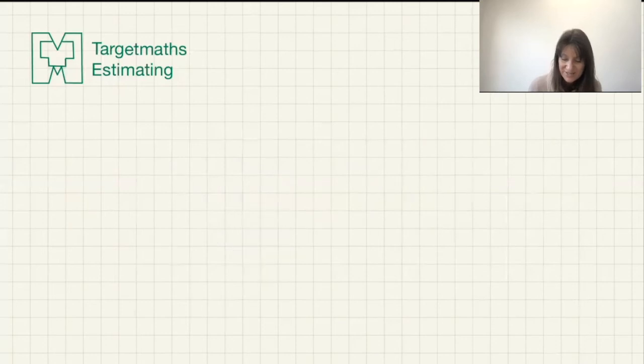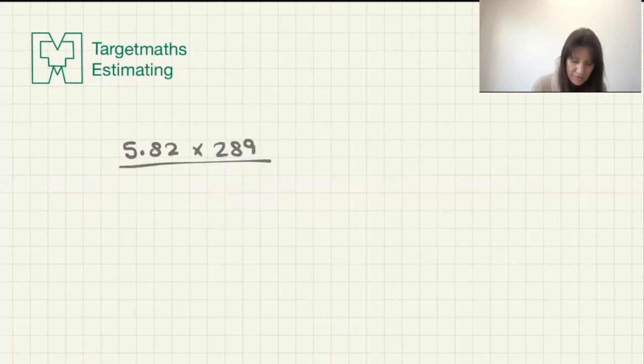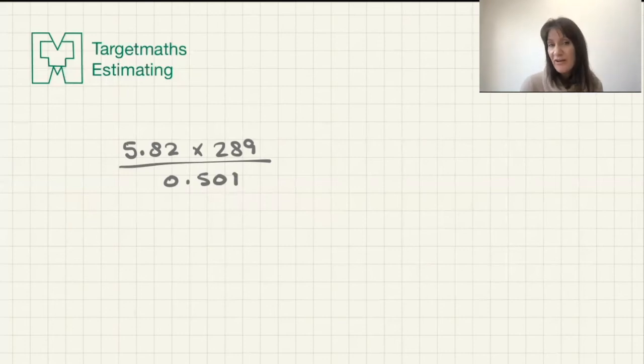Next question is going to be 5.82 times 289 all over 0.501. So a little bit different because that decimal's in there. Just get as far as you can get. If you get it right, honestly, it's brilliant. If you get stuck halfway through, it'll be because you're not too sure what to do with the decimal. All good. Just have a go and press play when you're ready.